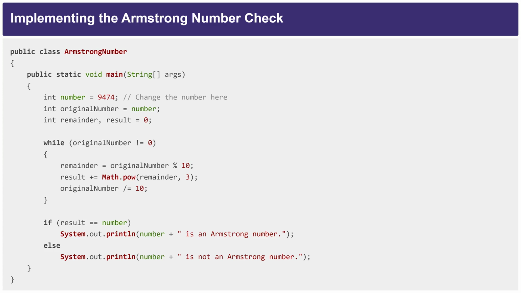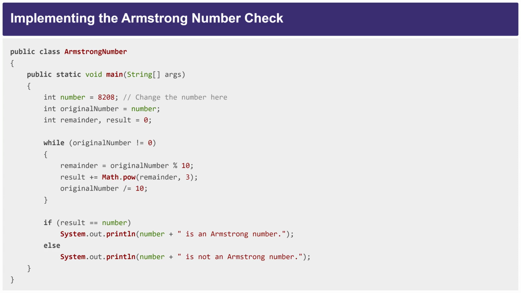Inside the loop, we calculate the remainder of the originalNumber divided by 10 using the modulus operator, %, and assign it to the remainder variable. Inside the loop, we add the cube of the remainder to the result using the Math.pow method. Finally, we divide the originalNumber by 10 to remove the last digit from the originalNumber.